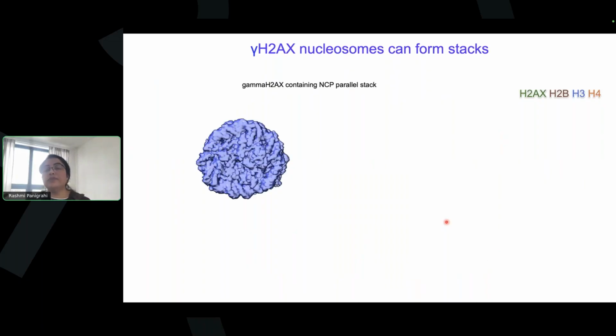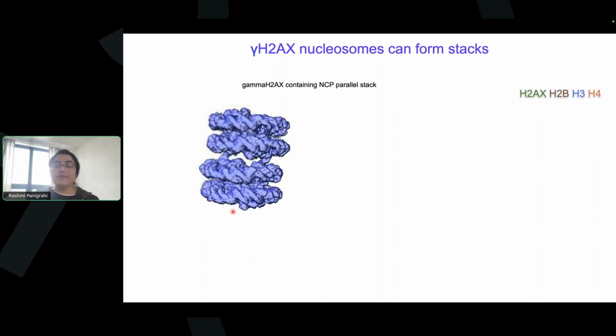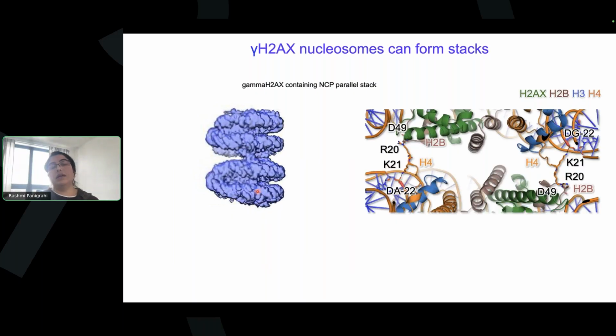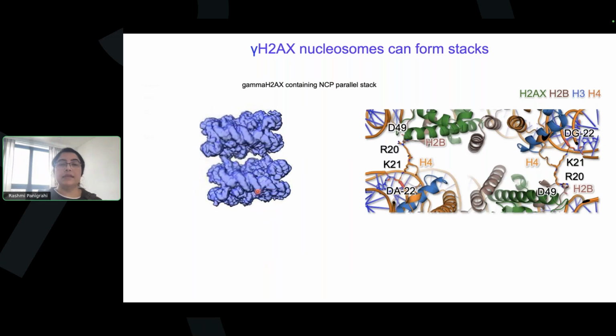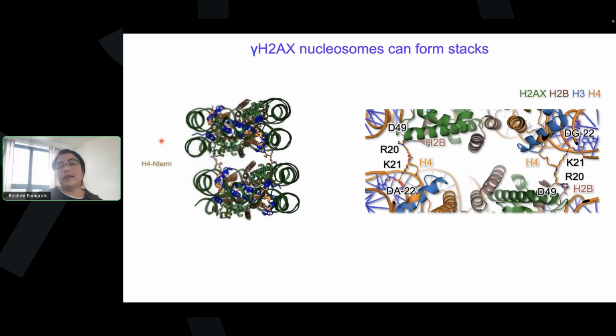Now, the other form of nucleosome I have picked is from the gamma H2AX nucleosome, and we call these parallel stacks. And this is a video. Here we have the cryo-EM density, as you can see, and the model will be shown in a few seconds. That's here, and all the histones and DNA are color-coded.